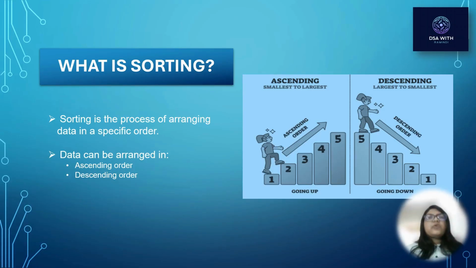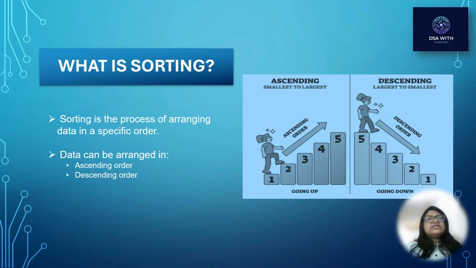Before we dive into quicksort itself, let's take a quick step back and ask a fundamental question: what actually is sorting? In data structures and algorithms, sorting is simply the process of arranging random data into a specific meaningful order. Think about shopping online. You always filter products by price, right? That's sorting in action. Generally, we sort data in two ways: ascending order and descending order.